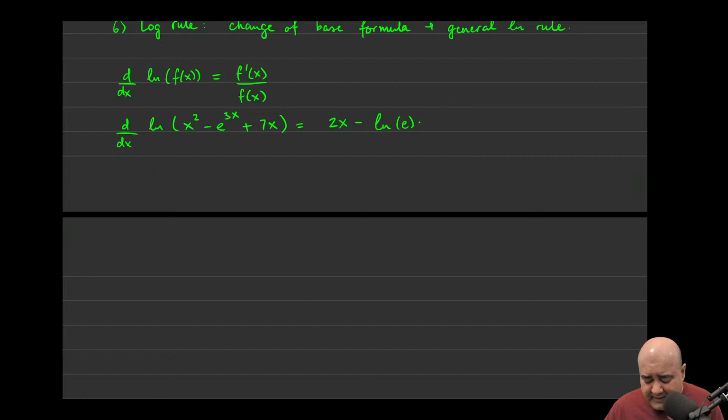So coming back, ln of the base times the exponential function itself times the derivative of the exponent. The derivative of 3x is 3. Plus the derivative of 7x, which is 7, all over the argument itself: x squared minus e to the 3x plus 7x. And that's it. That's how you find the derivative of a log of some function of x.